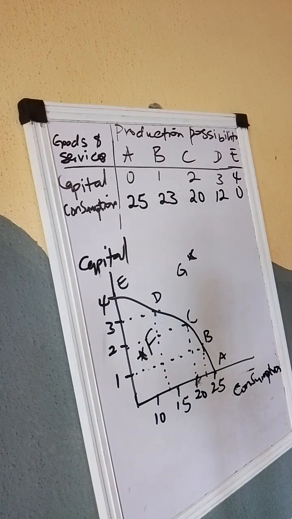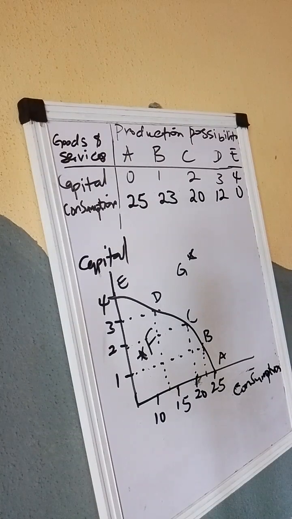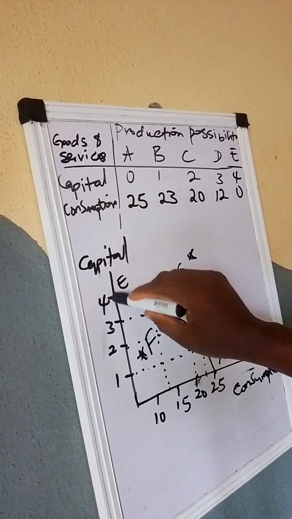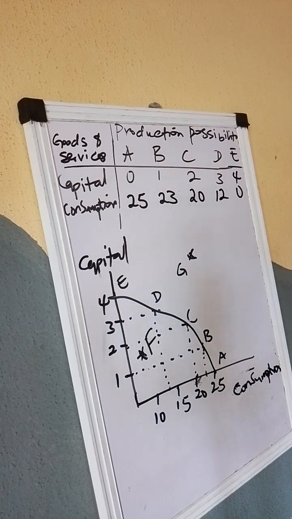The output which a country is currently going through is what we call actual output. You understand now? Actual output is what a country is actually producing given its capacity. But potential output, which is the production possibility curve, is the output which a country can attain if it is able to efficiently use its resources.